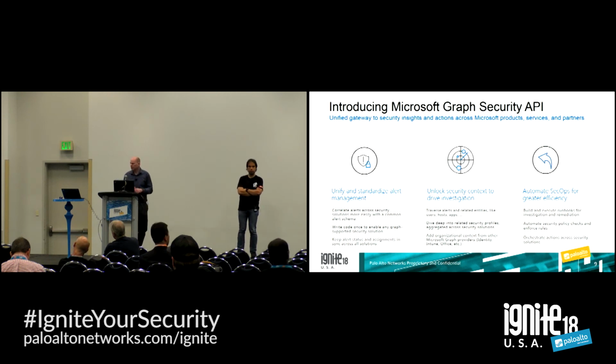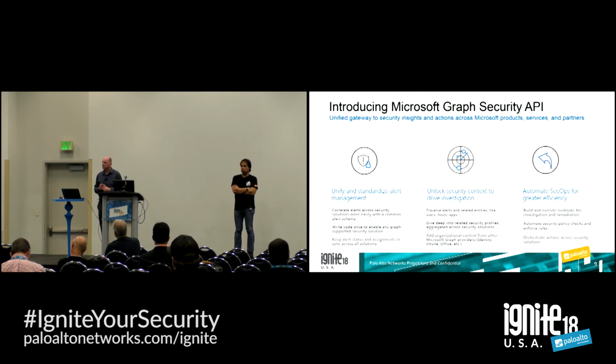The second pillar is around unlocking the context to drive investigations. I touched on this a little bit as a pain point. How are we going to solve this with the API? So we're instituting a new type of entity in our API. It's all about security inventory.